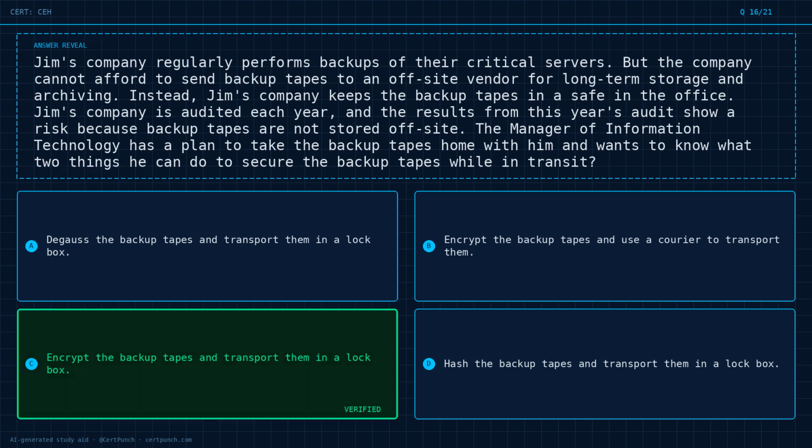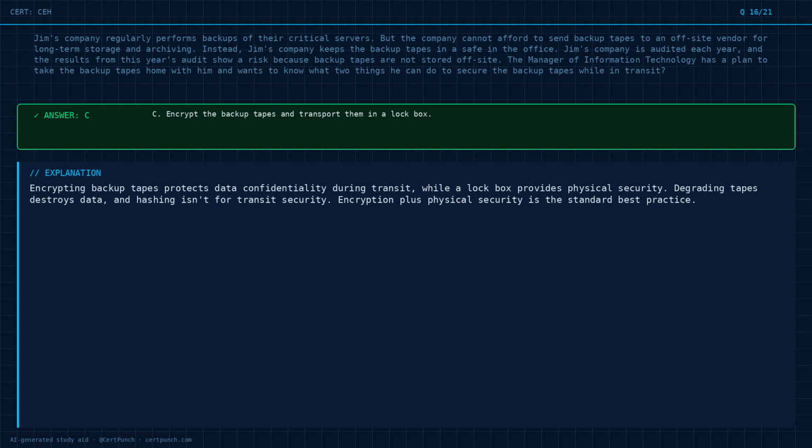The answer is option C. Exam logic. Encrypting backup tapes protects data confidentiality during transit, while a lockbox provides physical security. Degaussing tapes destroys data, and hashing isn't for transit security. Encryption plus physical security is the standard best practice.